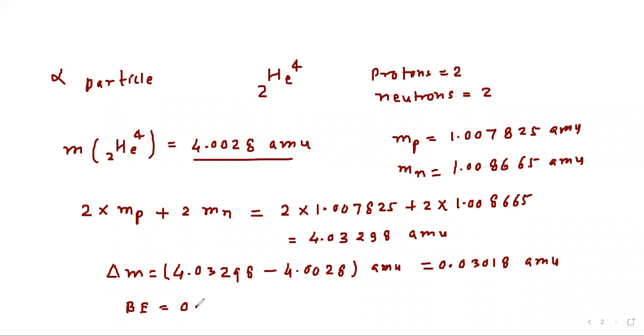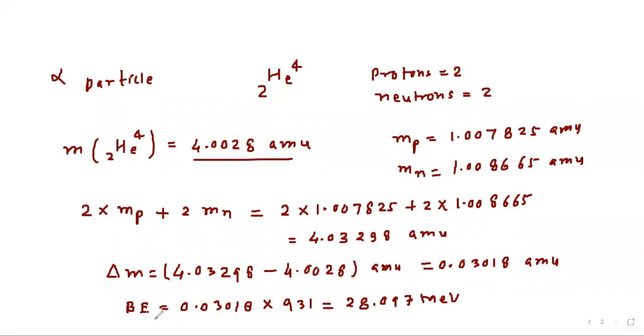So 0.03018 times 931 MeV. That will come out to be 28.097 MeV. So this is how we calculate binding energy.